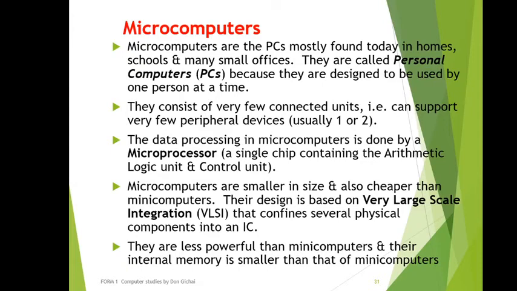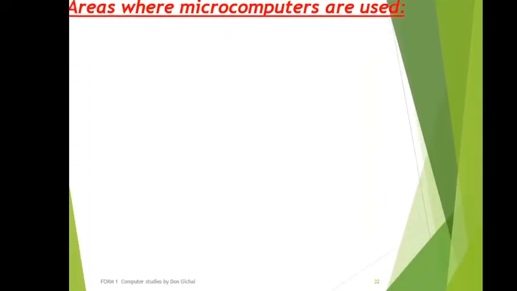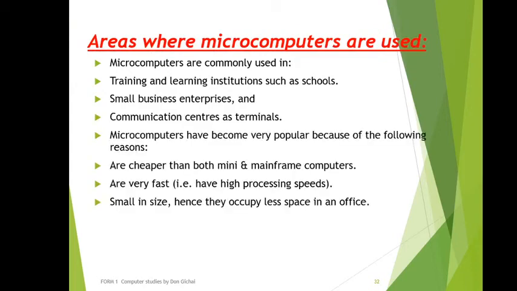Therefore, microcomputers are PCs mostly found today in homes, schools, and many small offices. They are called personal computers or PCs because they are designed to be used by one person at a time. They consist of very few connected units, that is, they can support few peripheral devices. The data processing in a microcomputer is done by a microprocessor, that is the CPU. Microcomputers are small in size. They are cheaper than minicomputers. That is given. They are less powerful. You cannot compare today's machine with the bigger ones that we have talked about. The bigger ones are actually powerful.